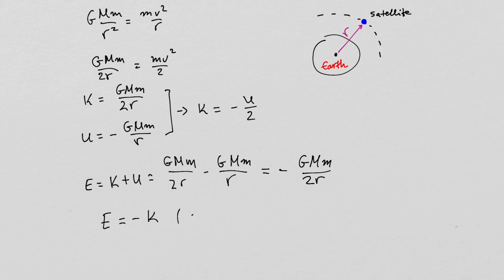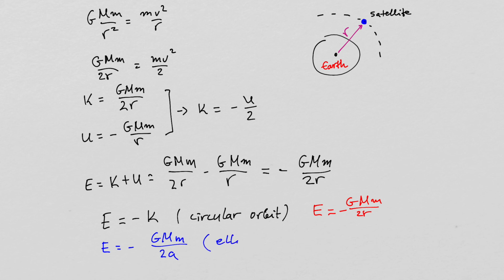And this is for a circular orbit. So again, for a circular orbit, the mechanical energy is equal to minus GMm divided by 2r. What about an elliptical orbit? Well, simply replace r with the semi-major axis. So E is equal to minus GMm divided by 2a. This is for an elliptical orbit. And with this, I'm concluding the lecture on gravitation.